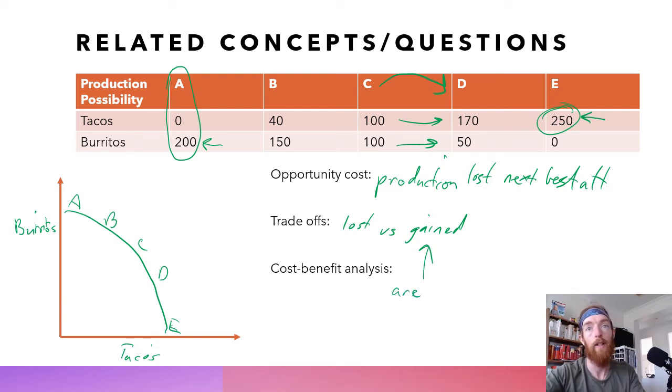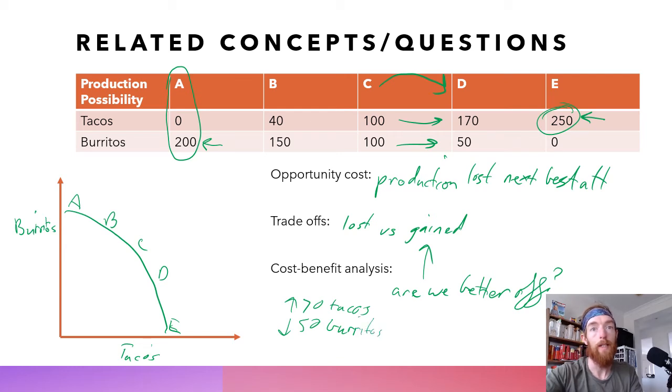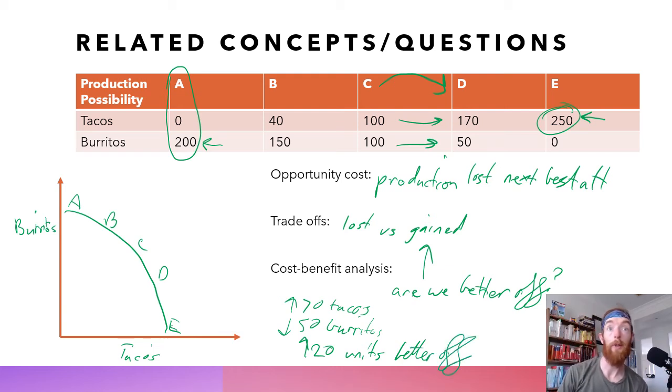So are we better off? In this case, we've gained 70 and lost 50. So we are 20 units better off. So in that case, from moving from point C to point D, you'd say we've gained 70 tacos, we've lost 50 burritos, and you'd write this in full sentences, obviously, but I'm trying to do this quickly while talking, which means that the country is overall 20 units better off. And this should make living standards better. So that's really important to be able to do.